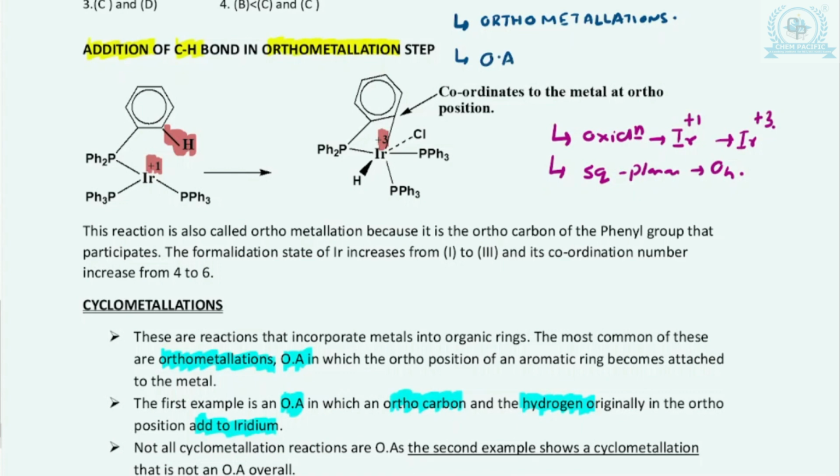Oxidative addition, because the oxidation state of iridium is changing from +1 to +3. It is getting oxidized, and the square planar complex is getting converted to an octahedral complex. As well as here, orthometallation is happening. The name is derived from the fact that the ortho carbon-hydrogen, the hydrogen at the ortho position, is getting added to the metal iridium.